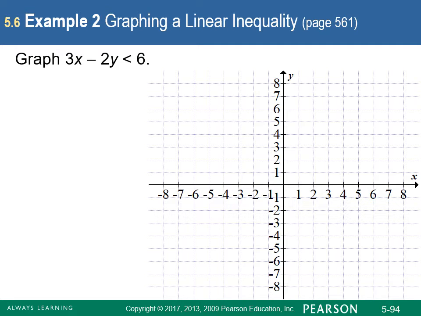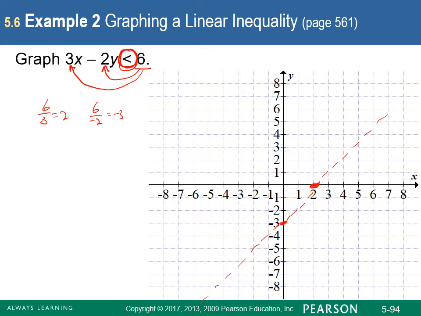So, one more time, I'm going to divide 6 by 3. That's the x-intercept. I'm going to divide 6 by -2. And that's the y-intercept. I'm going to draw a dashed line between those 2 dots. And do the same thing as before.